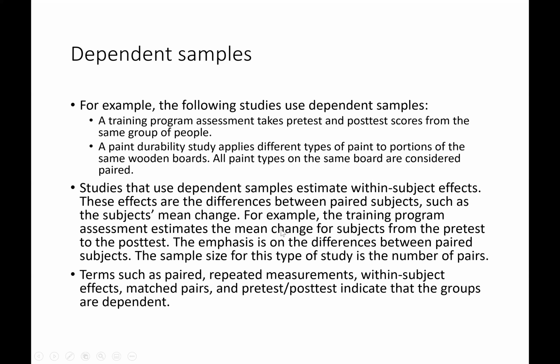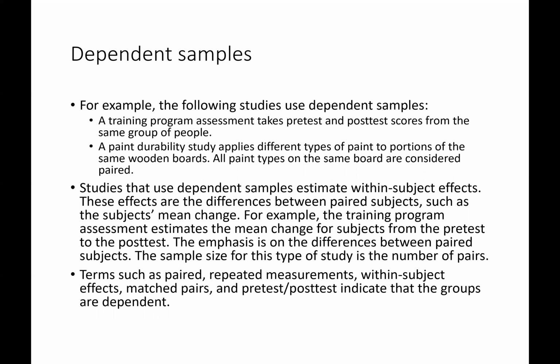For example, the following studies use dependent samples. A training program assessment takes pretest and post-test scores from the same group of people. A paint durability study applies different types of paint to portions of the same wooden boards. All paint types on the same board are considered pairs.